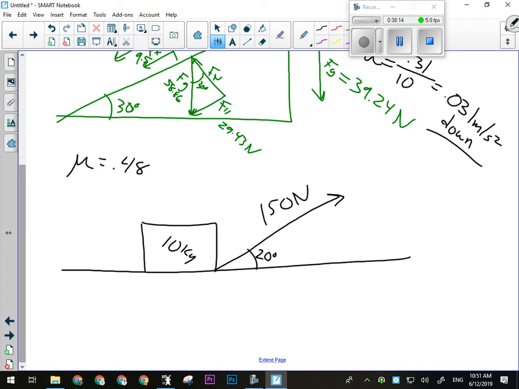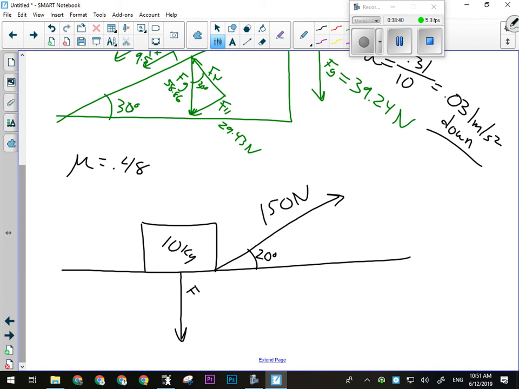Yeah, that should work. Okay, we want to calculate the acceleration of the 10 kilogram box. Okay, and this is what we know. All right, so we've got the pulling force, which is angled, but the box is sliding along the table. It's not moving in the direction of the 150 Newton force. So that means I've got, what's this force?